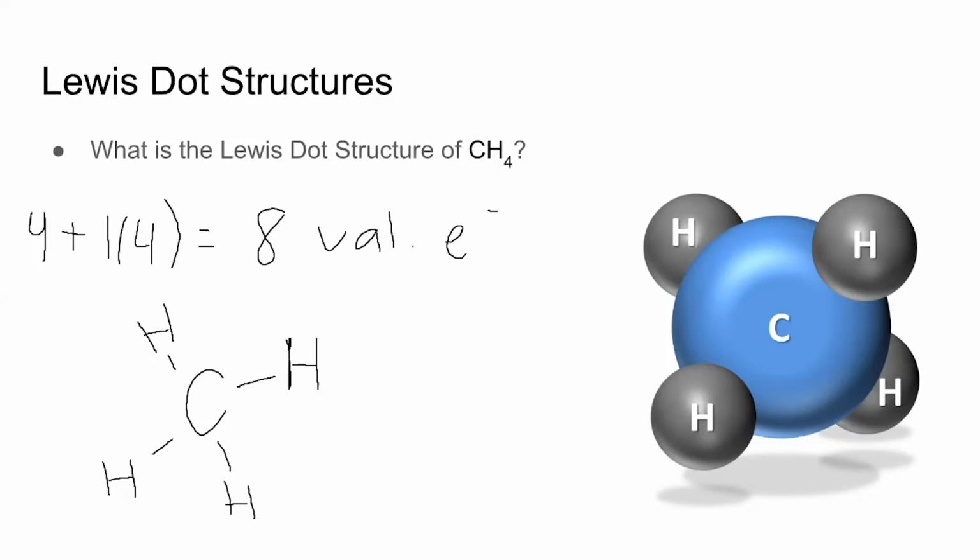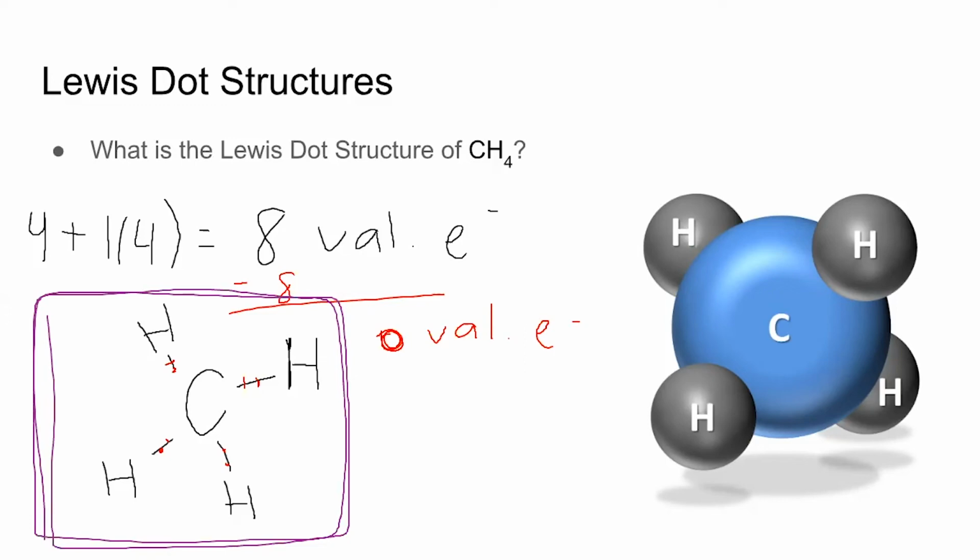For each bond that we put down, that's 2 electrons each. So let's count how many we placed down so far: 1, 2, 3, 4, 5, 6, 7, 8. So 8 minus 8 gives us 0 valence electrons left. And when we have 0 valence electrons left to distribute, it means we are done. So this is the Lewis dot structure for CH4, which is methane.